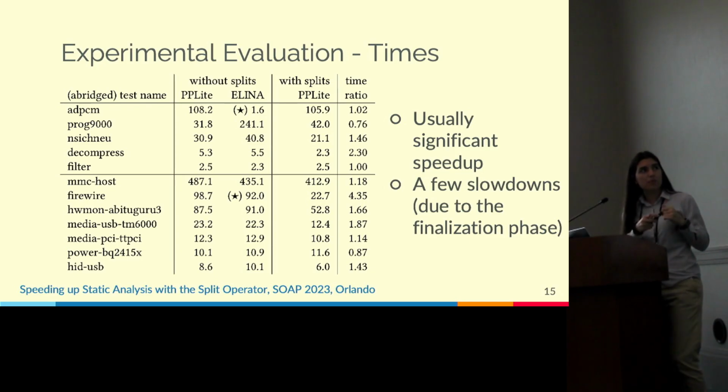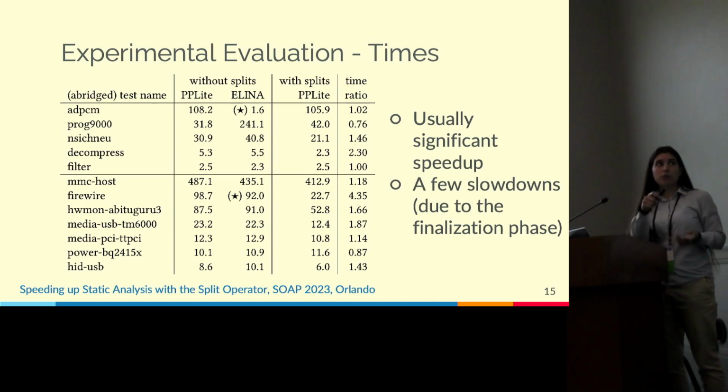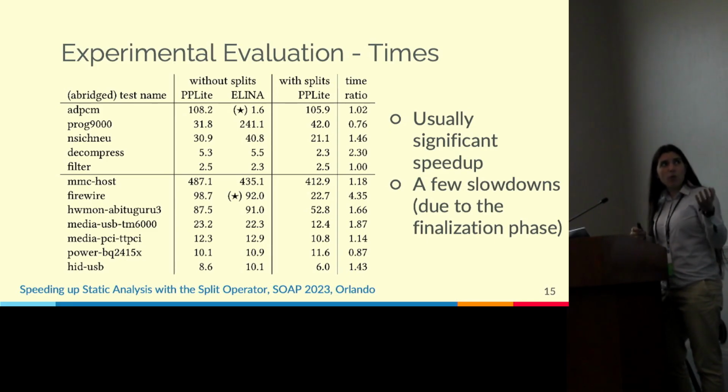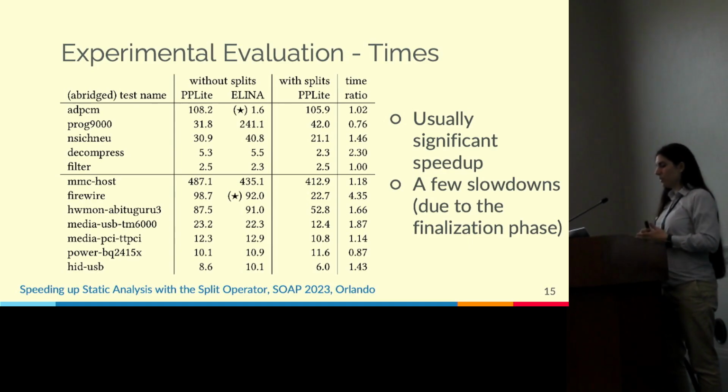For the times, as you can see in this table, we have the tests followed by the times for the PP-Lite domain without the split operator, with the Enea domain without the split operator, and for the PP-Lite domain with the split operator. In the last column, we can see the ratio between the PP-Lite domain without the split operator and the one with the split operator. We also compare the times with Enea, which is one adopted library for abstract interpretation.